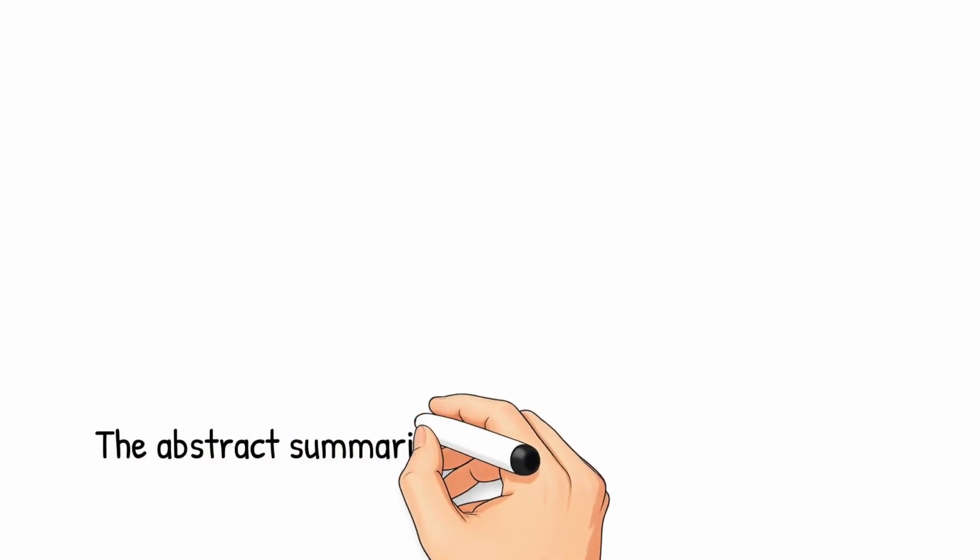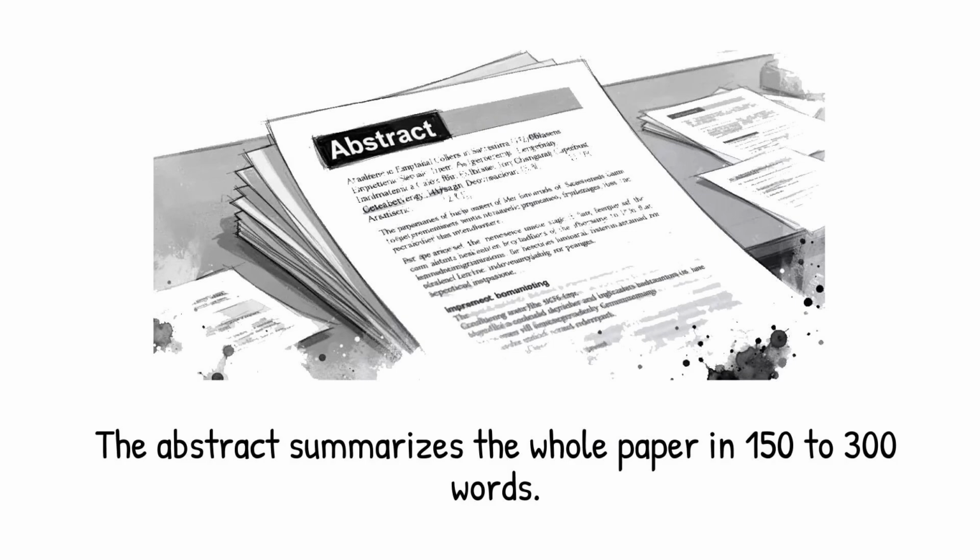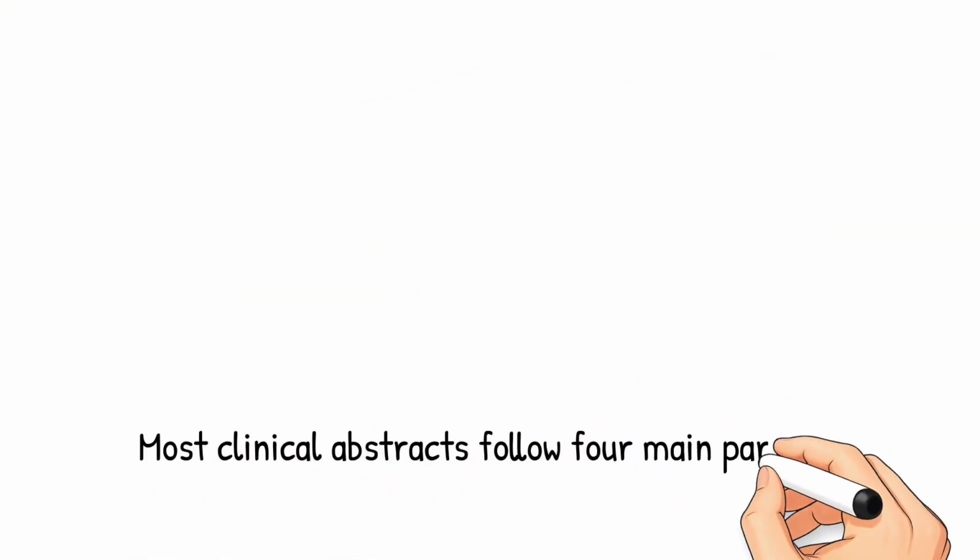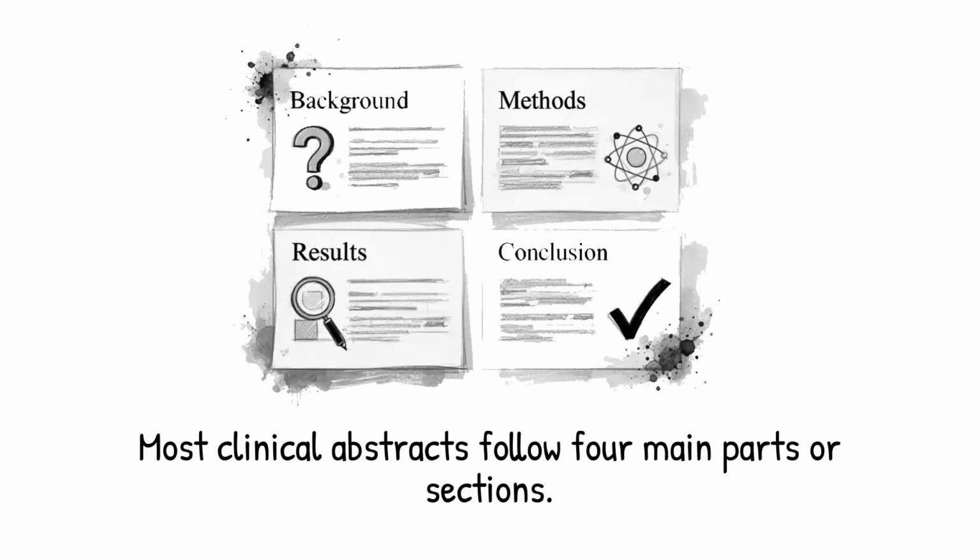Now the abstract. The abstract is a summary of the entire paper in 150 to 300 words. It comes before everything, before the introduction, before the methods, before the results, and it is structured into sections that mirror the paper itself. Most clinical abstracts follow 4 parts. Background, why does this study exist? Methods, what did they do and how? Results, what did they find? Conclusion, what does it mean?